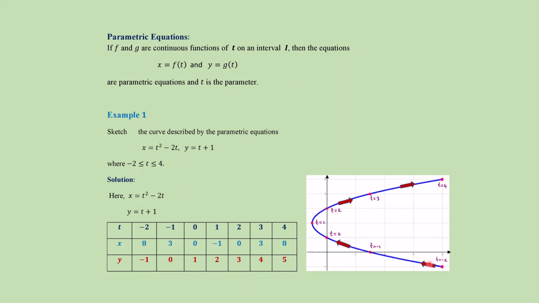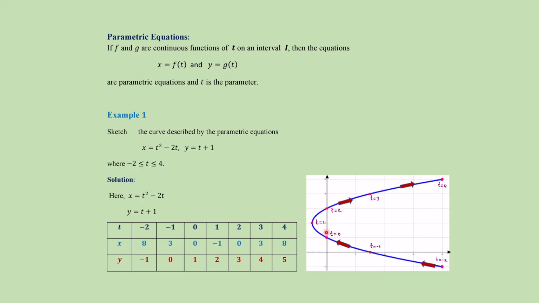What would be the direction? As time increases, what path does it follow? Here t is 0 but here t is 1. So time increases and it follows this way. It goes from this point to that point. So its direction would be this one.